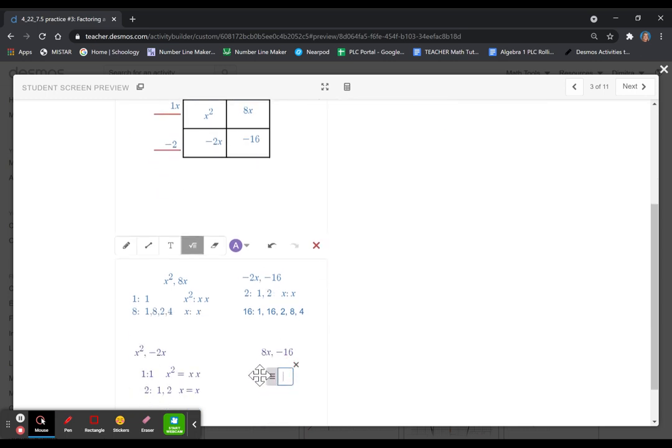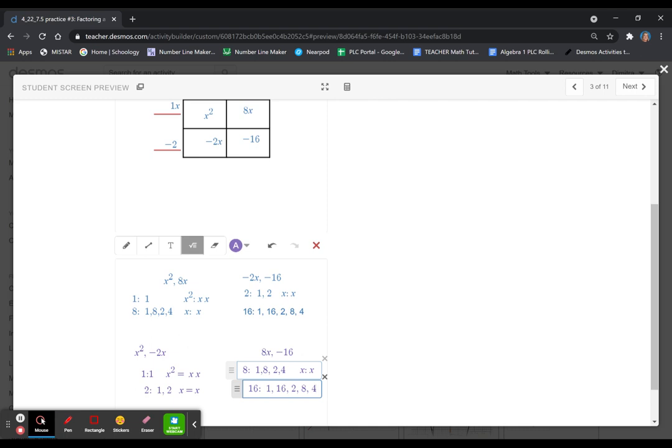Now let's do 8x and 16. So we're going to do the same thing. We're going to find the factors of 8. So 1 times 8 is 8. 2 times 4 is 8, and I think that's it, right? And then it has an x. So the factors of x are x times 1. And then let's find the factors of positive 16 is actually what we need. So we had the factors of 16 up here. It's 1 times 16, 2 times 8, and 4 times 4.